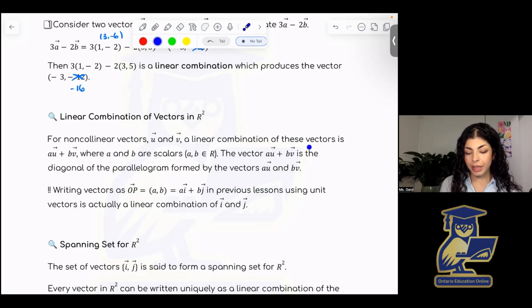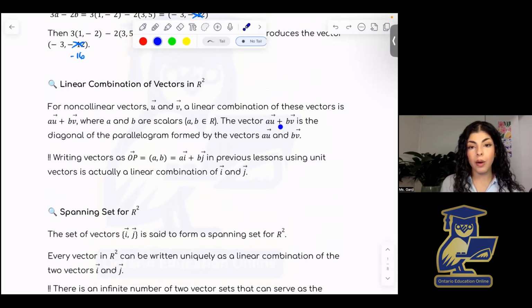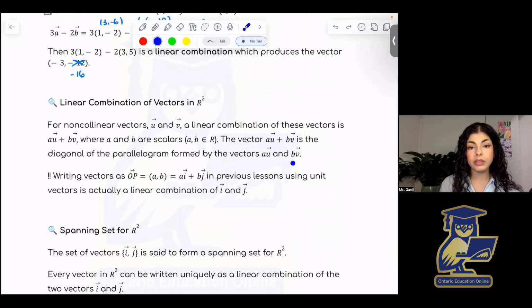Then a linear combination of these vectors is given by A times the vector u plus B times the vector v. And A and B are scalars, so they can be any real number here. And this is just a vector addition, but now with the multiples. So possibly a shortened or lengthened version of u and v. And if you draw the parallelogram formed by these two vectors, then the resultant, which is the diagonal of the parallelogram, is going to be this output here.